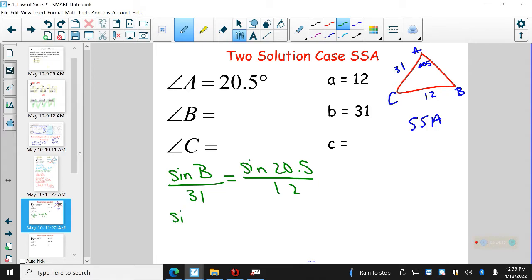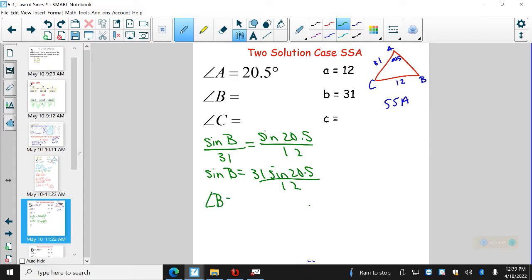Multiply by 31 times the sine of 20.5 over 12. And now how do I find just angle B? Inverse sine. The sine inverse, very good. So angle B is going to be equal to the sine inverse of 31 times the sine of 20.5 over 12. Does everybody see what I wrote up there? Yes or no? We good?